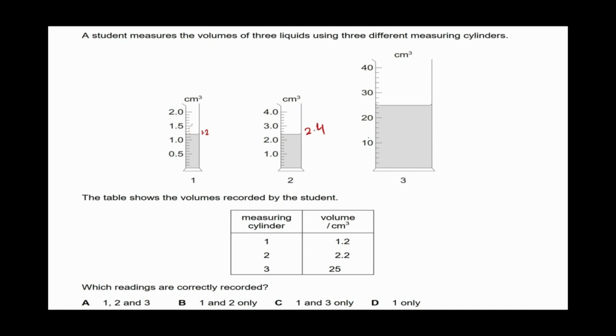What about this one? This is 20, this is 30. So this is 22, 24, 26, 28, 30. This one is exactly here between 24 and 26. So this one is 25 cubic centimeter. Okay, let's compare. Number one is 1.2. Yes, 1.2. Number two is 2.2? No, number two is 2.4. So this one is wrong. Number three, 25. Yes, 25. So the answer is letter C, 1 and 3 only.